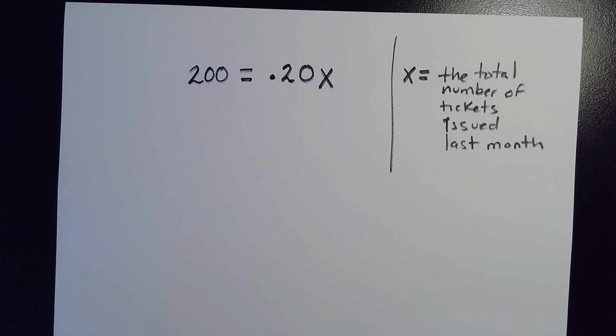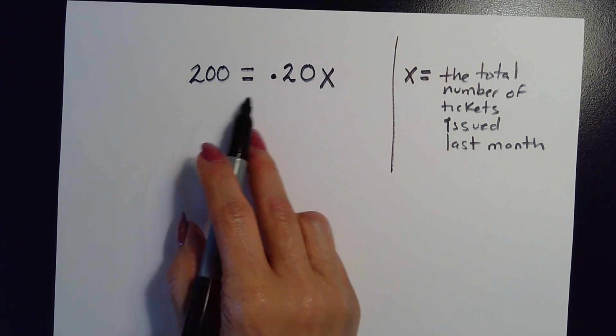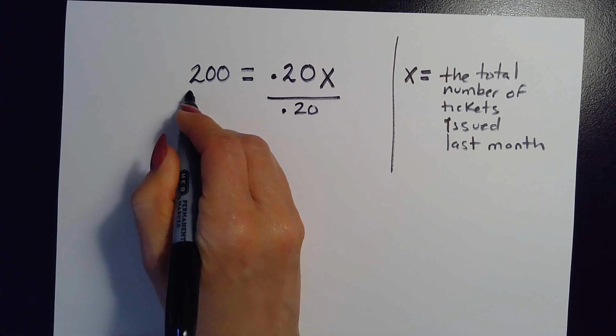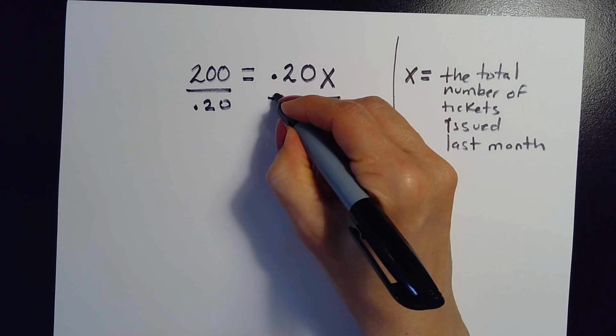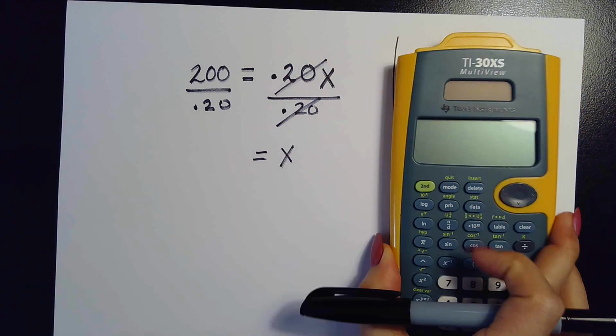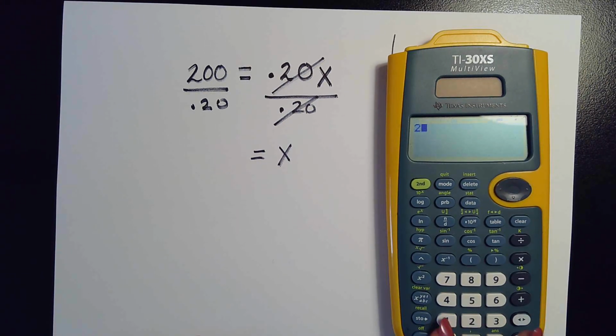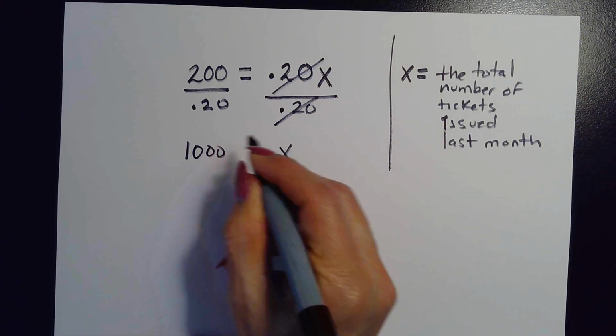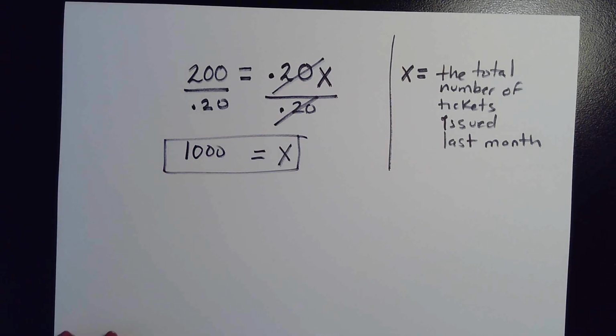So when you solve for X, you're going to isolate this X. You're going to divide by 0.20. That gets rid of the 0.20, and so X is equal to, when you take the calculator, 200 divided by 0.20 gives you 1,000 tickets. So 1,000 tickets were issued last month as the total number of tickets.